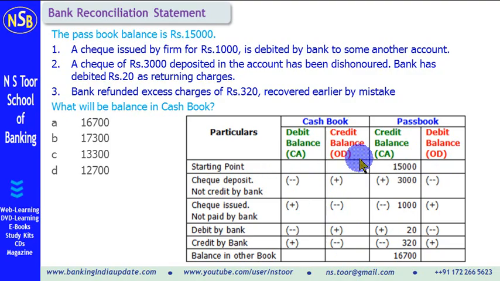And here this is the starting point. Now we will add 3000 to this, deduct 1000 out of that, and then add 20, then deduct 320, and this is what we get. So balance in other book, which is other book here, so that book is cash book. So balance in cash book must be 16,700. So this book, the balance we are not knowing, but now we have calculated that balance. So at present, this cash book must be showing a balance of rupees 16,700 as debit balance because it is a current account.